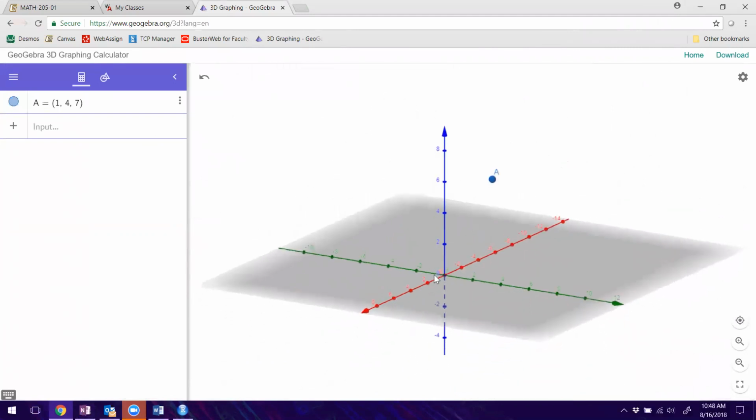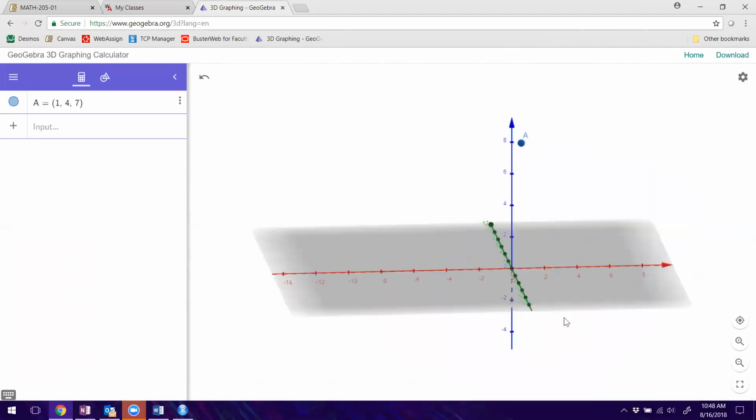So this red line here is our positive x-axis with a little arrow on the positive end. The green has a positive arrow on the positive y end, and then the blue is the z, up and down. There are ways you can get this to label the axes, but I won't do that right now. So it is oriented the same way we want, and you can see that little blue dot.